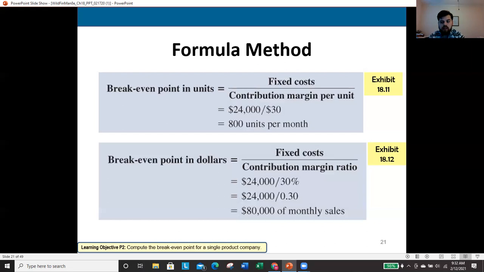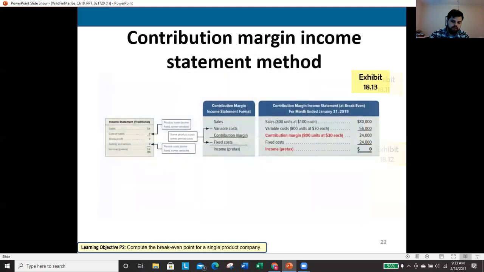Now, I think there is another way to get break-even point in dollars, and it works if you've already calculated break-even point in units. So if you know your break-even point in units is 800 units per month, we do have a selling price for those units. In this case, we were told it was $100. Well, 800 times 100 is 80,000. So if you take your break-even point in units times your sales price per unit, that will also give you break-even point in dollars. The textbook doesn't show you that method, but of course it is an option.